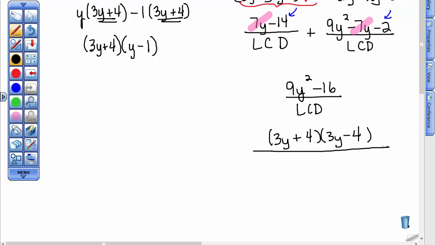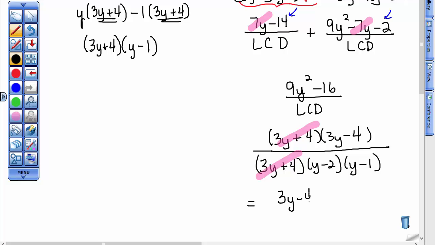Finally, my common denominator, now I'm going to write it out, was 3y plus 4, a y minus 2, and a y minus 1. So I'm noticing that there's a common binomial factor of 3y plus 4 on the top and bottom. So I had to reduce this expression, my final answer, to become 3y minus 4 over y minus 2 times y minus 1.